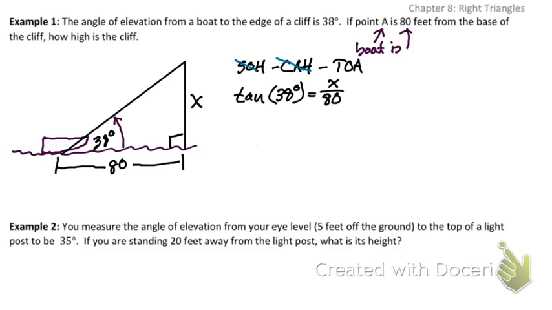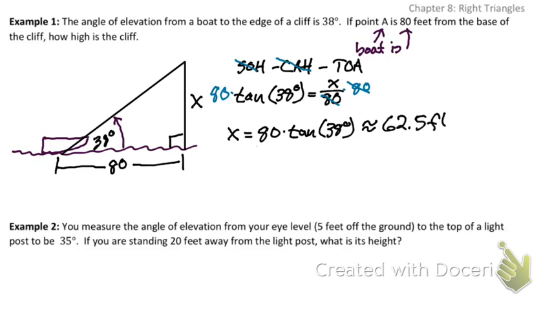Now we have to multiply both sides by 80. So our 80s would cancel out, and this would be times 80 as well. So we're going to end up having x by itself equal to 80 times the tangent of 38 degrees. Now if we plug that in our calculator, we're going to get about 62.5 feet. So the cliff is about 62.5 feet, rounded to the nearest tenth.